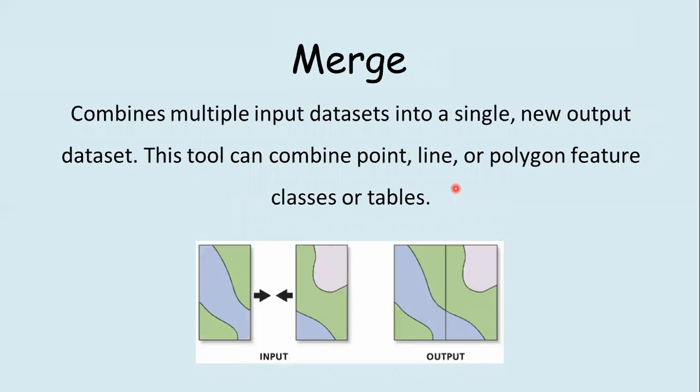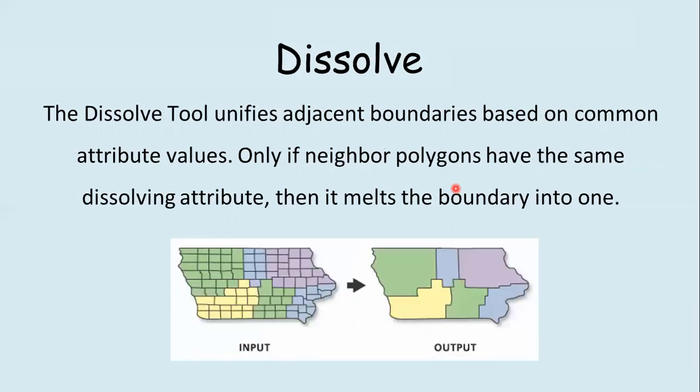The merge tool combines multiple input datasets into a single new dataset, and it combines point, line, and polygon, and then creates one polygon mixed with some other polygon. The dissolve tool unifies the adjacent boundaries based on common attribute values.